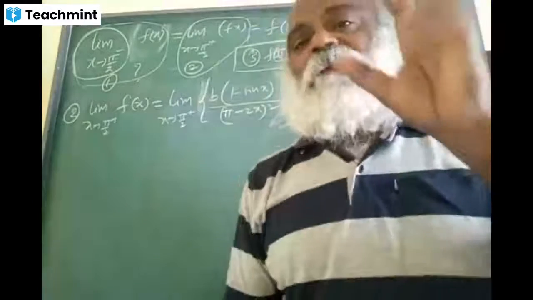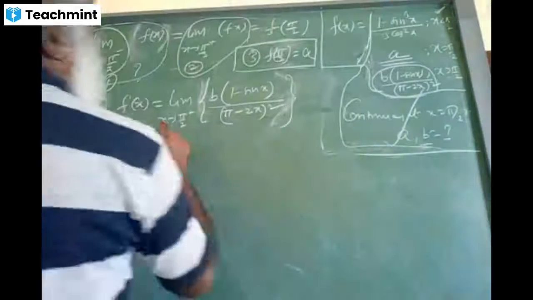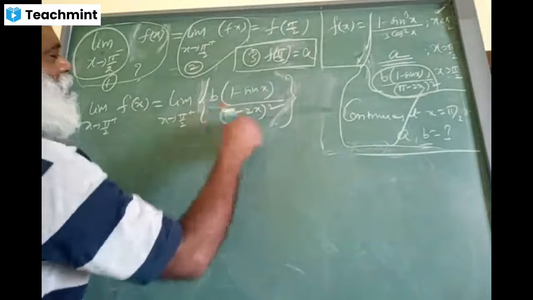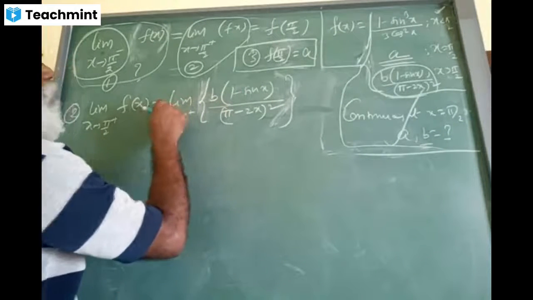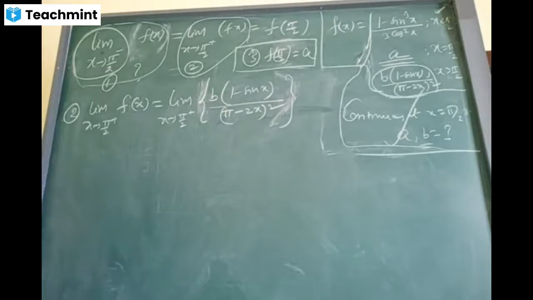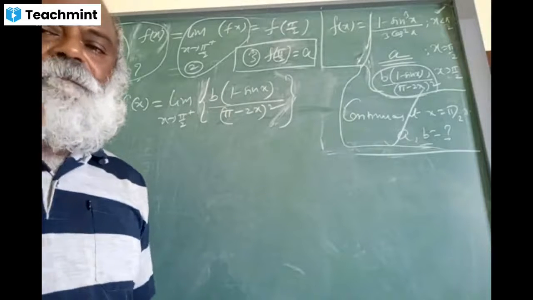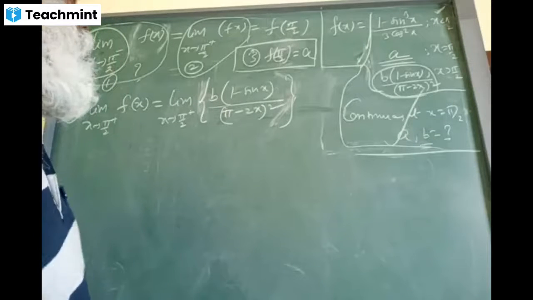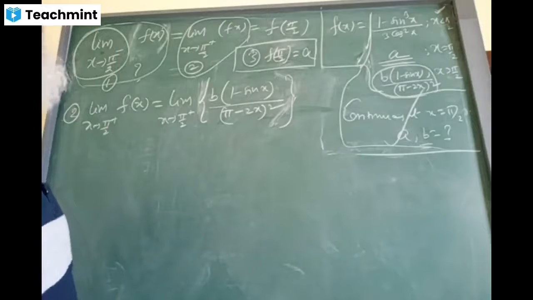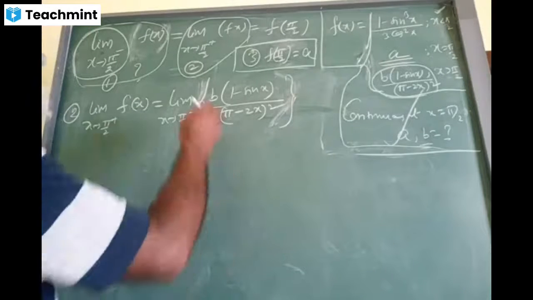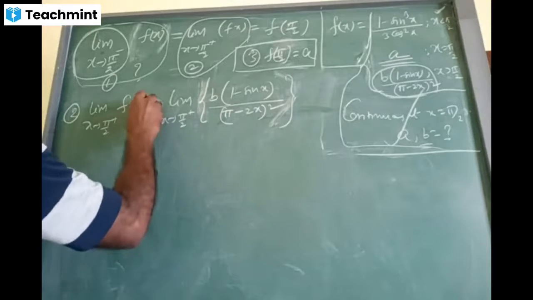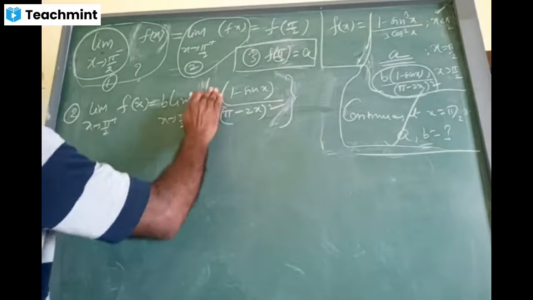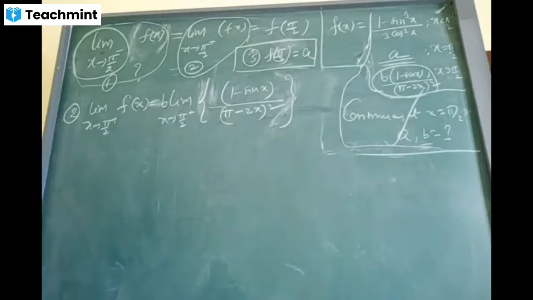Friends, the rule of the limits is that only the x value should be inside; other things, the constants, can be brought out. So b, under the constant, I can bring out. Fantastic. Done.